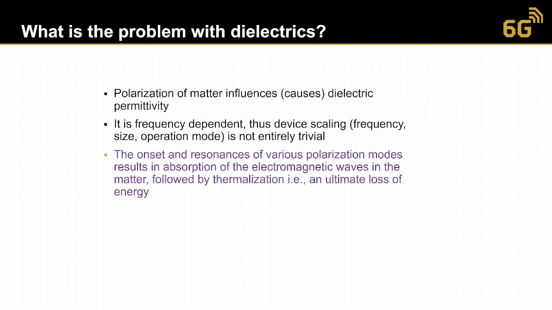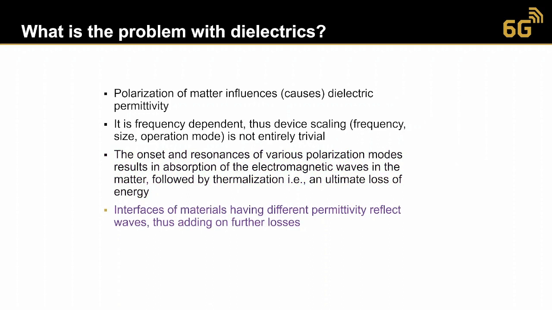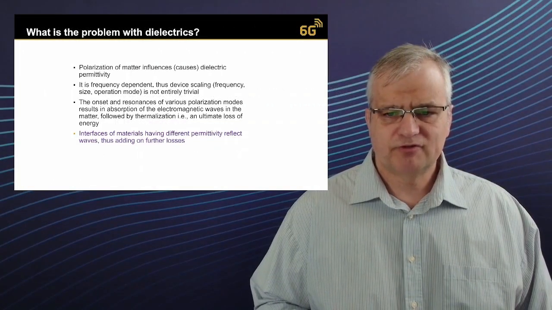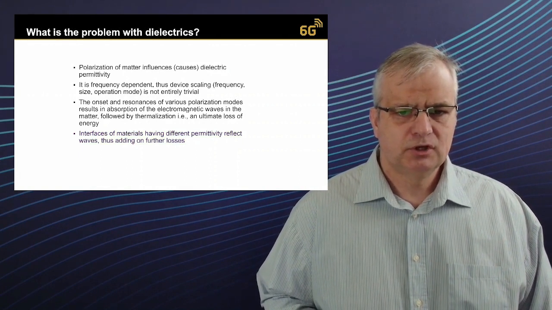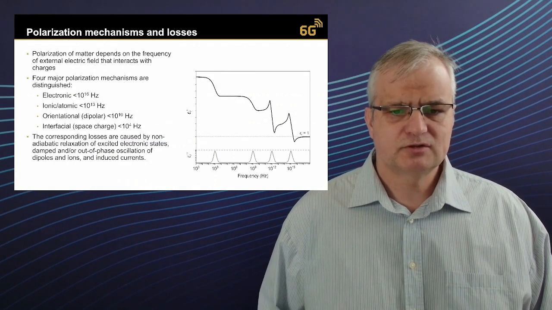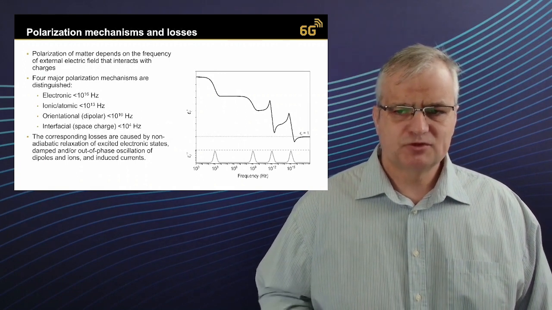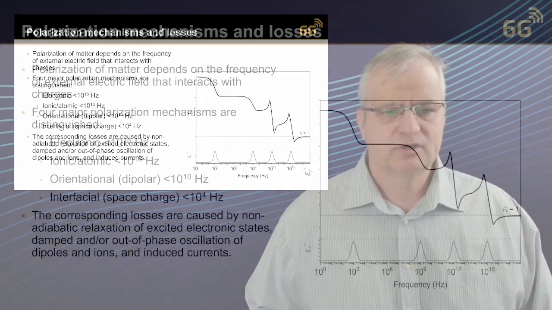As I will show, different resonance processes that take place during the polarization modes result in absorption of electromagnetic waves and inherently cause losses of energy. Apart from the absorption, we also see reflection losses that occur at interfaces of materials having different dielectric permittivity. So our goal is to minimize these losses and sometimes to reduce the dielectric permittivity of the materials.